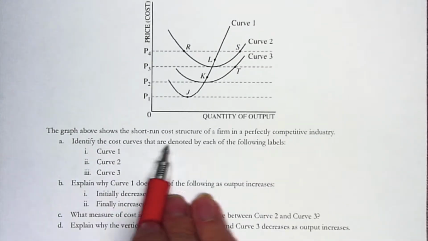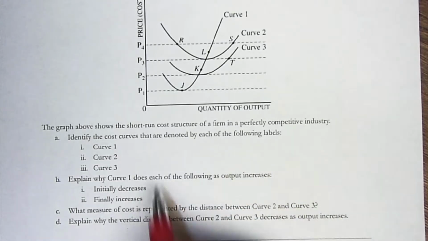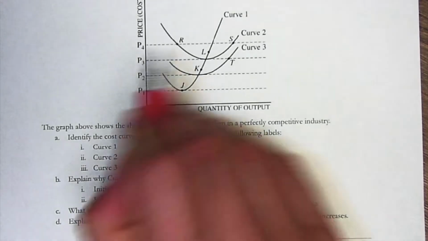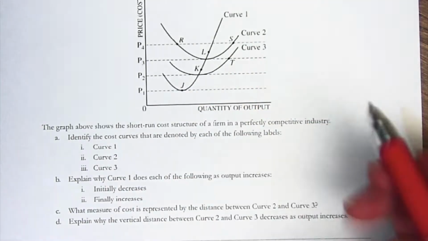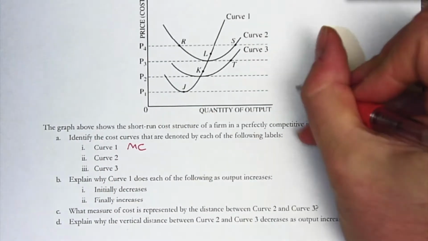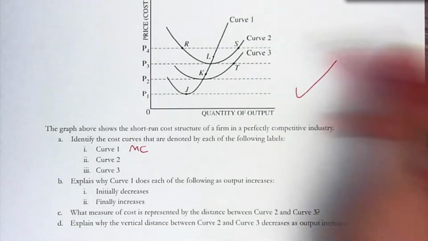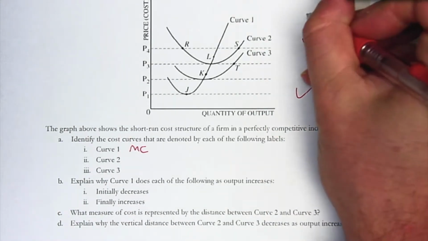And identify which ones are which by the following labels: Curve 1, Curve 2, Curve 3. This one isn't too radical. Curve 1 is just the marginal cost curve. That's the only one that has a J shape. The other two, Curve 2 and Curve 3, are both U-shaped.